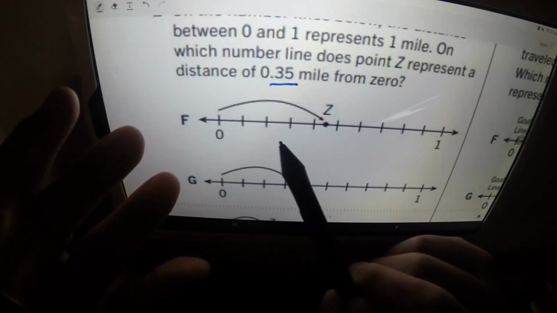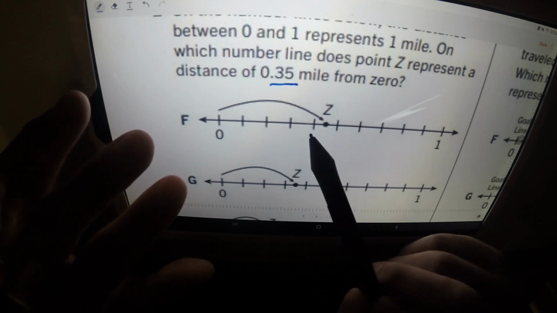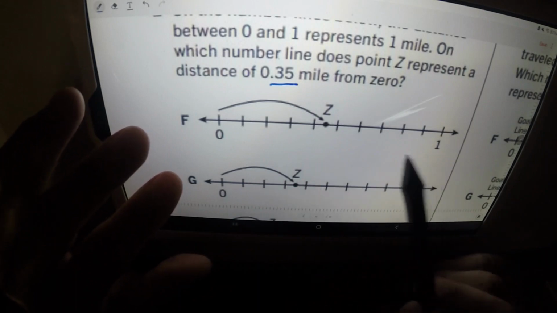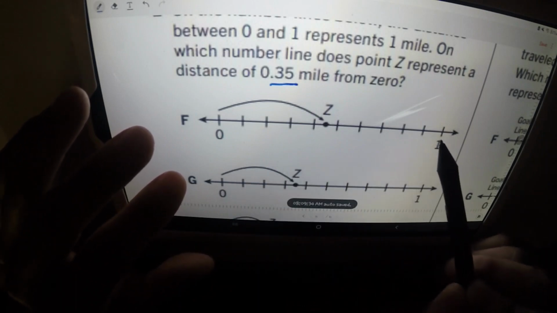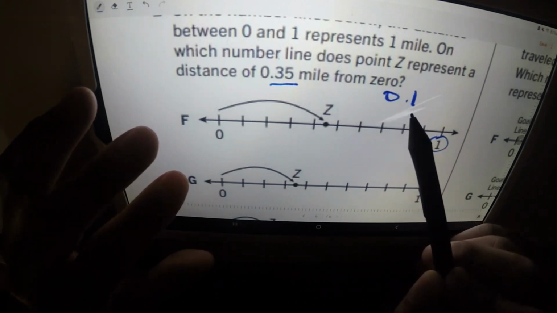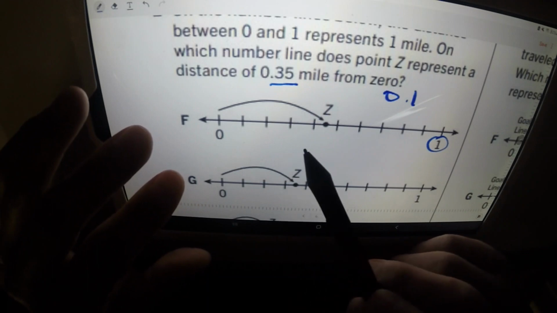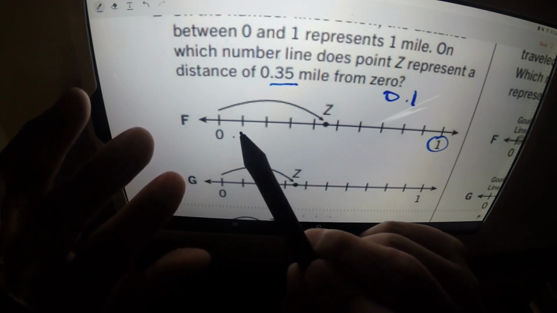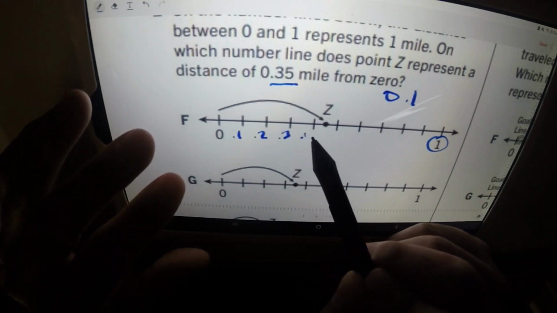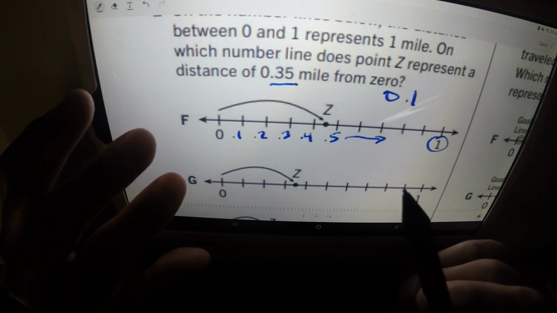1, 2, 3, 4. So this is between the 4th and the 5th spot. Again, we can examine that all these are broken up into 10 parts of one whole. That means they're tenths, with 0.1 between each space. So this would be 0.1, 0.2, 0.3, 0.4, 0.5, and so on down the line.